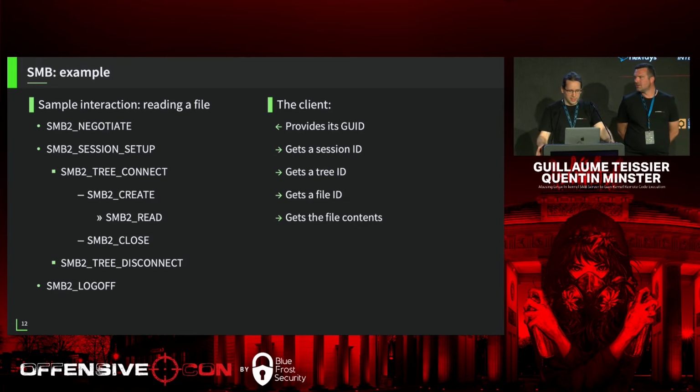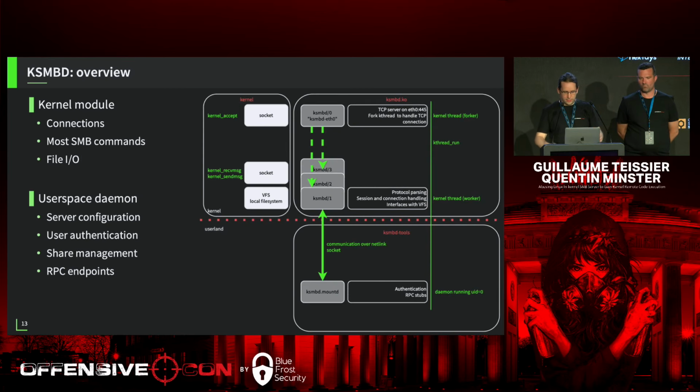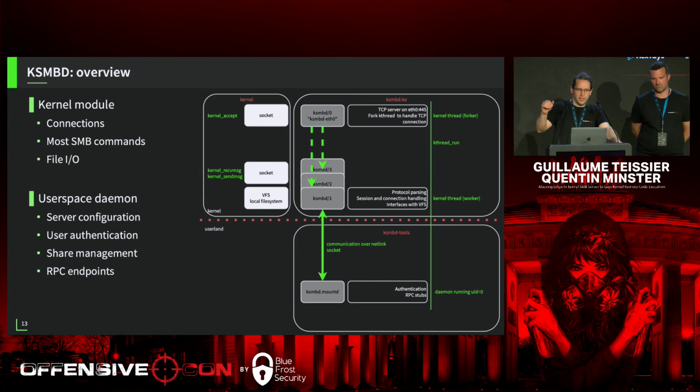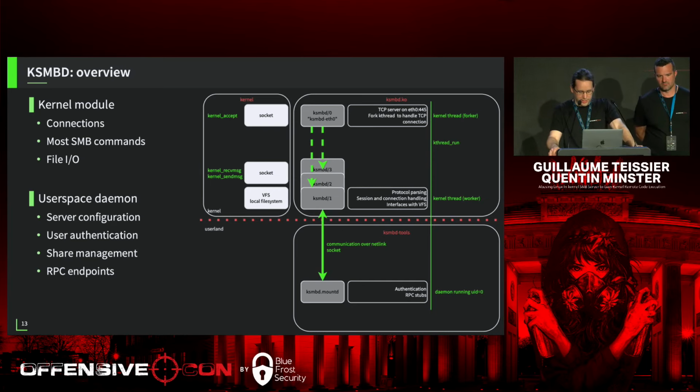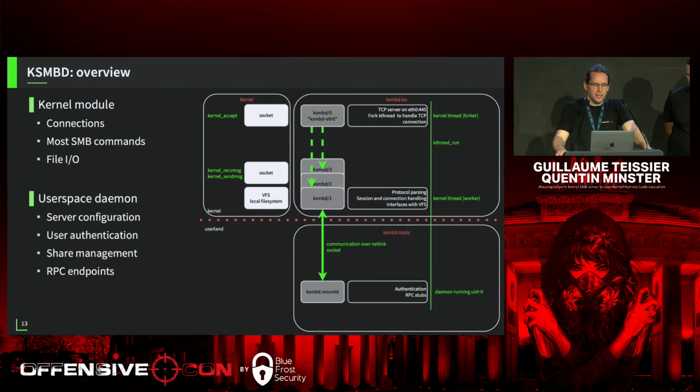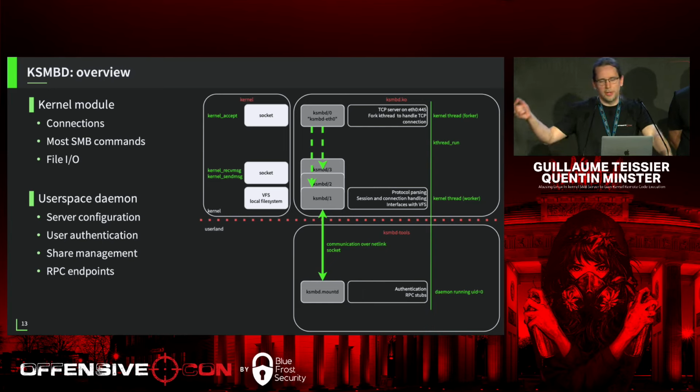Right, so that's a sample session. And so for KSMBD, we're going to focus a bit on its architecture. It's composed of a kernel module and a user space daemon. The kernel module is where most of the connection handling happens. It accepts new connections in a dedicated kthread. Then it will move them off to a connection handler that's another kthread. And this connection handler will spawn other kthreads to handle separate requests.